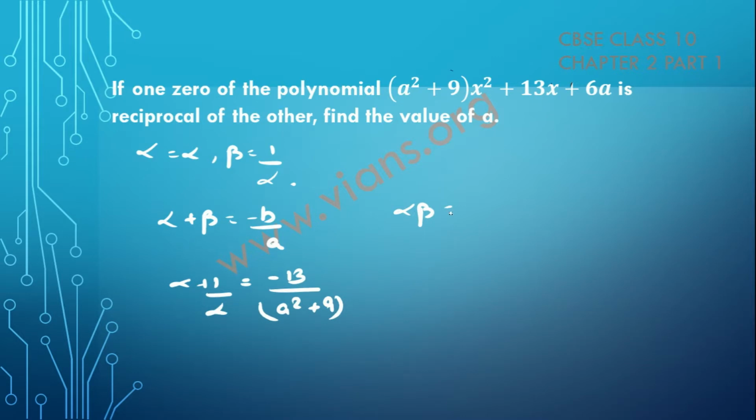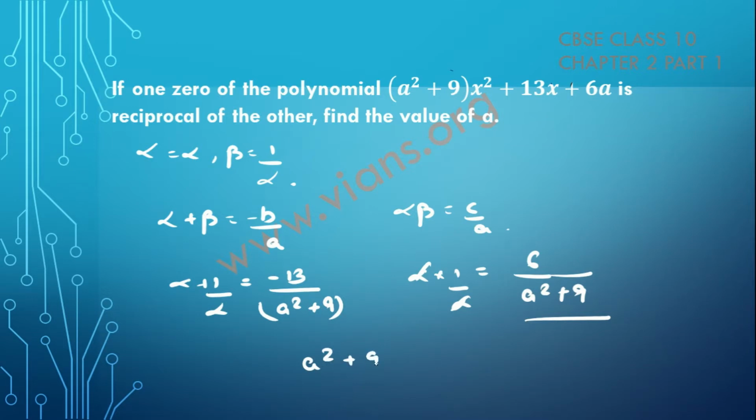The other form being alpha beta is equal to c by a, that's alpha into 1 by alpha, that's equal to c, which is 6 by a square plus 9. Hey, that just became very simple because the alpha went away. So let's use this particular equation. A square plus 9 is equal to 6, right? Oh, it's 6a here, 6a. So a square minus 6a plus 9 is equal to 0.